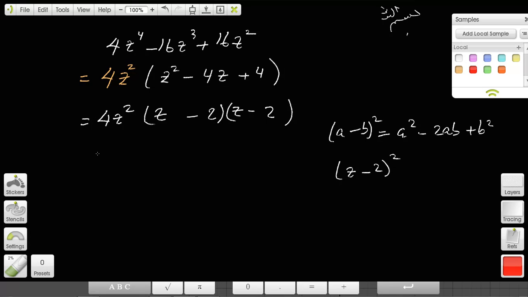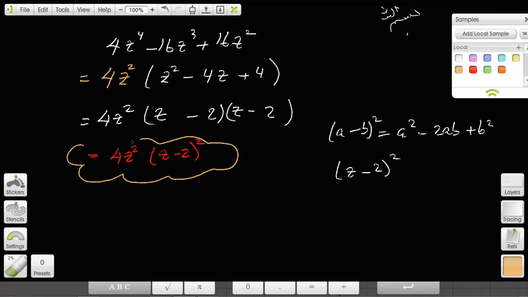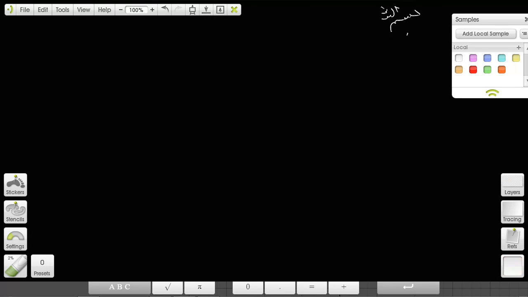So the answer is this, but you would write the answer as 4z squared times quantity z minus 2 squared. Now you would write the answer like this, not like this, okay, because these two are the same terms, so you kind of put them together like that, okay? So those are 3 examples. I like to do 2 additional examples before I finish, okay?